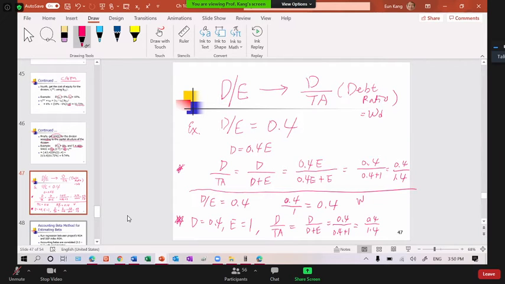WS or WE is equity over total asset. Then what? Equity is 1 over 1.4, right? So that is just automatic. So that is how to get the debt ratio and the equity ratio.